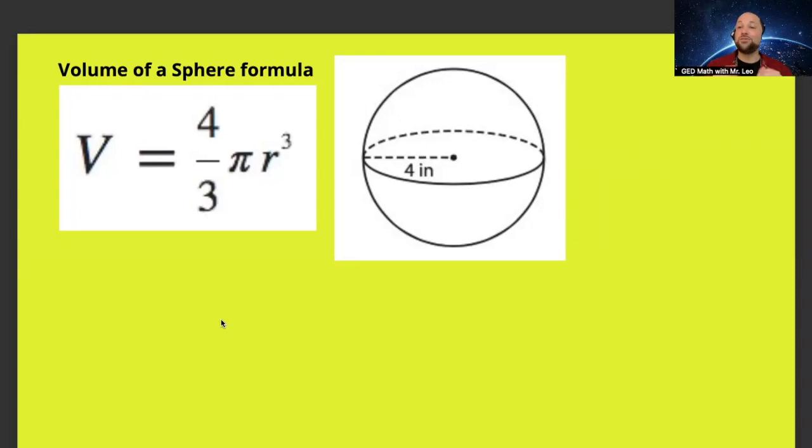Here we are, volume of a sphere. This crazy looking formula will be given to you when you take the test. All you got to do is know how to plug into it. So here we go. This is a sphere. You can see it's a sphere because of the curved lines. The solid curved line here is trying to show you the front of the sphere. The dotted lines are trying to show you things maybe behind the sphere, the back of the sphere, or the inside. These curved lines are trying to show you that it's a three-dimensional shape. All right, this is like a ball.